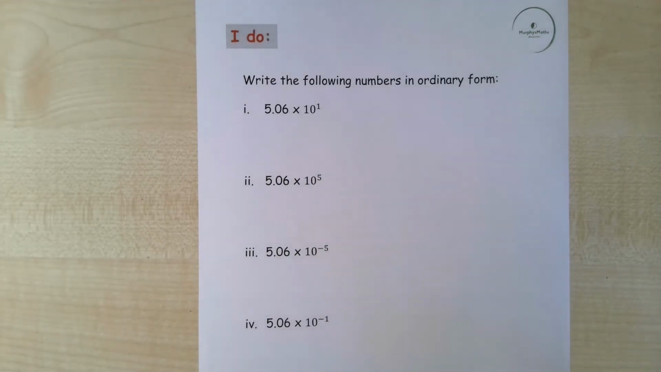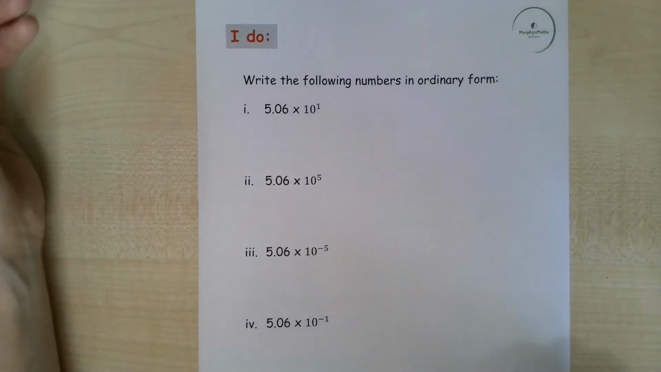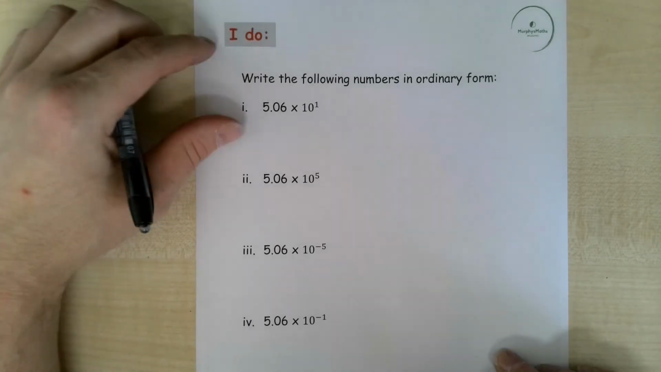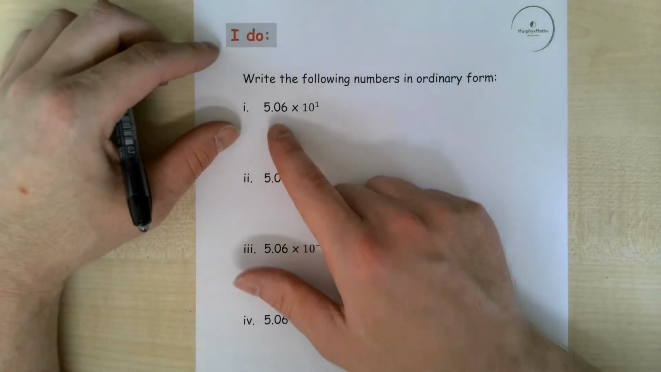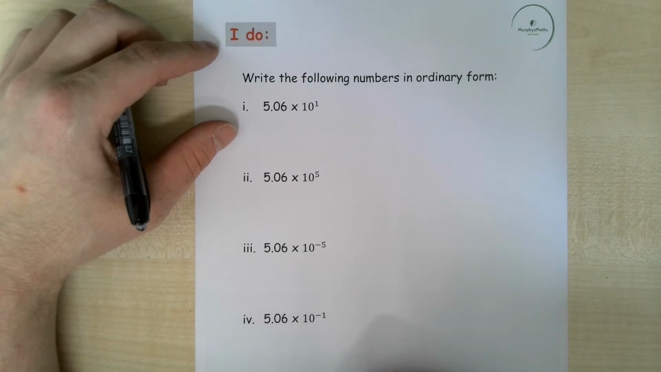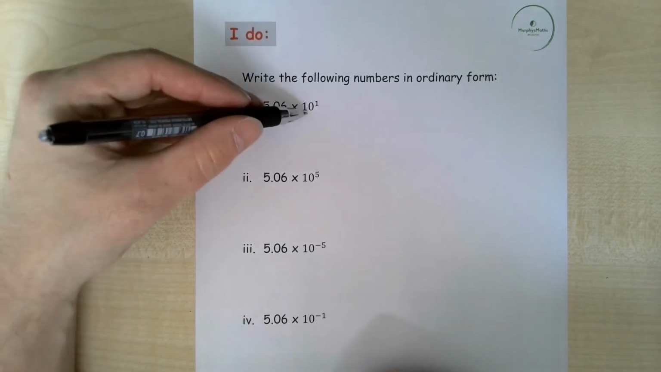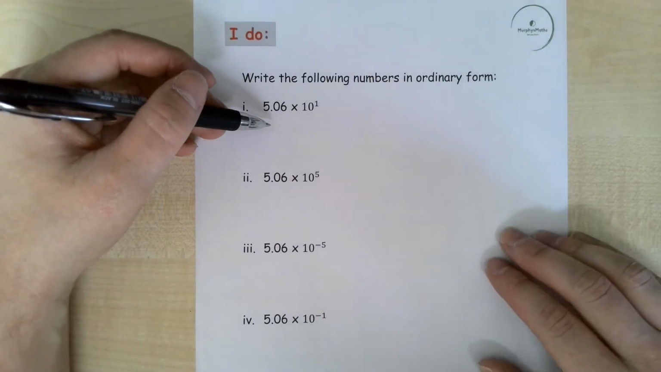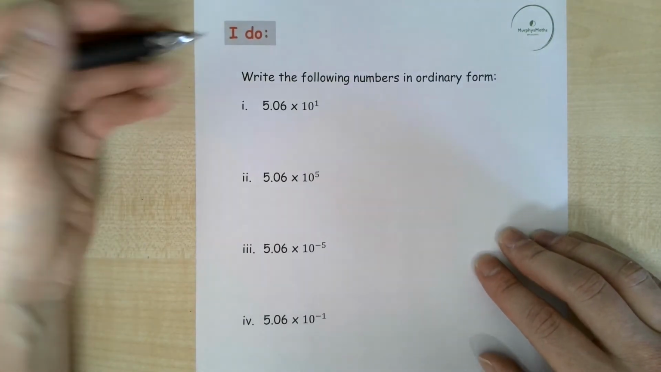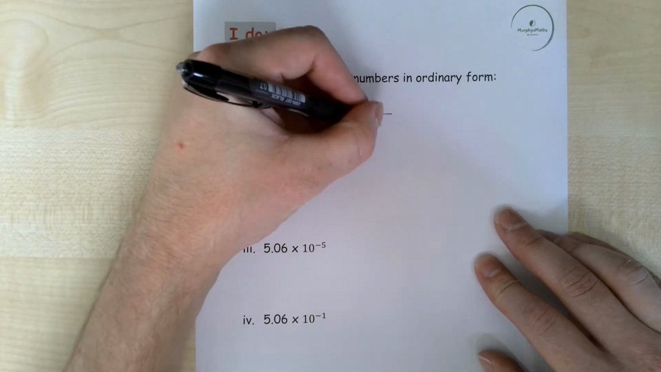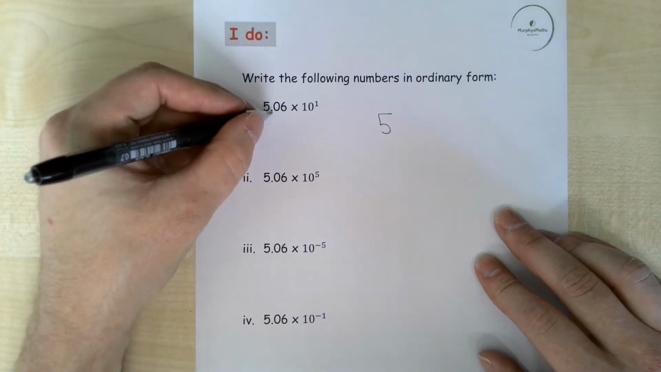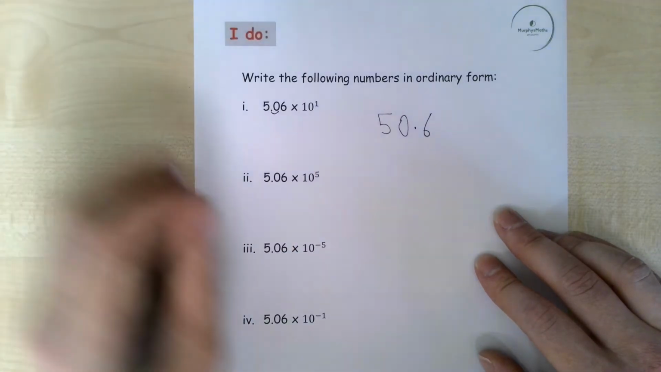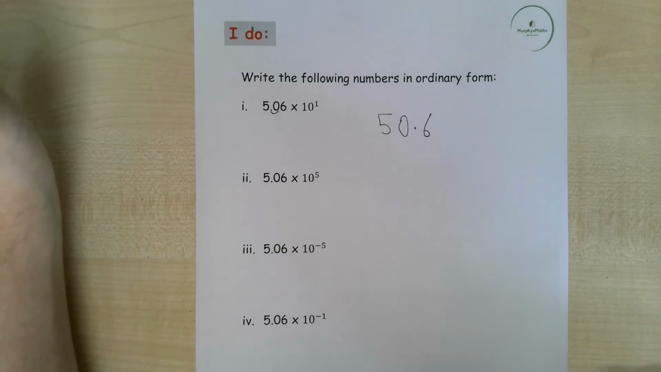So here we're given numbers already written in standard form and we want to put them into ordinary form. So we want 5, 0, 6, maybe a bunch of zeros, but we don't want multiplied by 10 to any power. We want to get rid of that. So on the first question, we've got 5.06, it's multiplied by 10 to the power 1, so it's just being multiplied by 10, so it's going to make it bigger. We've got 5, it's going to make it bigger by 1/10, so we're going to change it to 50.6, and that's all there is to it.